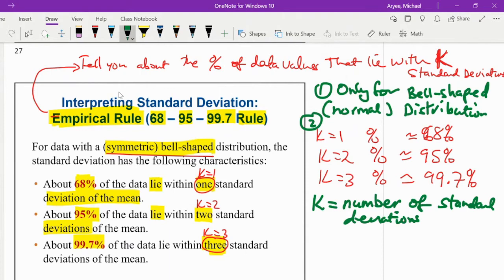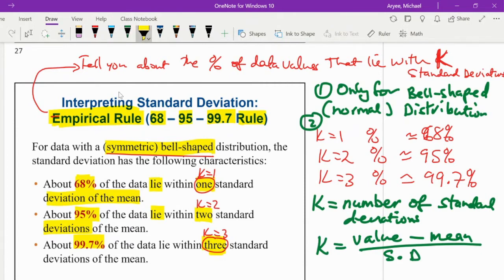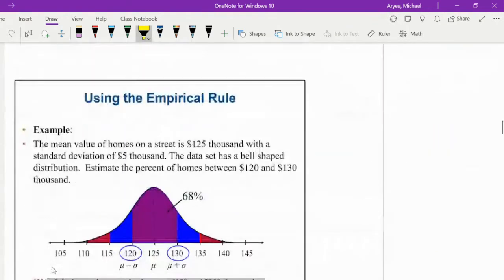All right, now k, if you don't know k, you could obtain it by taking the value minus the mean divided by the standard deviation. If we don't know k, we can obtain k by taking a value minus the mean divided by standard deviation. Very soon you would see that this could be talked of as a z-score. Okay, all right, so let's see how we could apply the empirical rule.